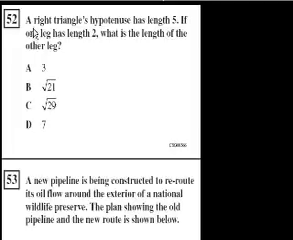All right. A right triangle's hypotenuse has length 5. If one leg has length 2, what is the length of the other leg? Okay, so it's 5, 2, and they want to know the other leg.